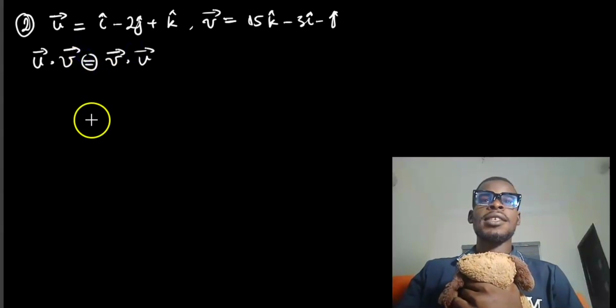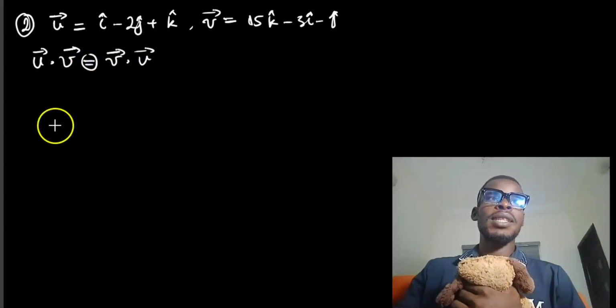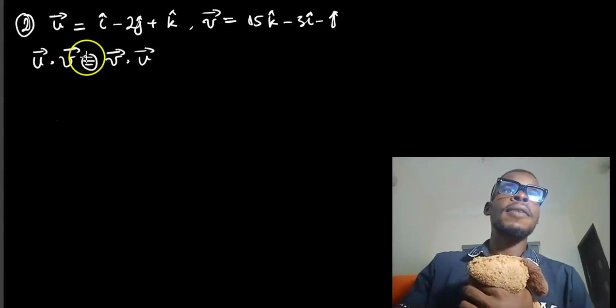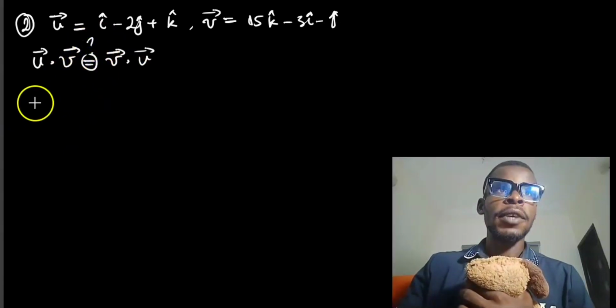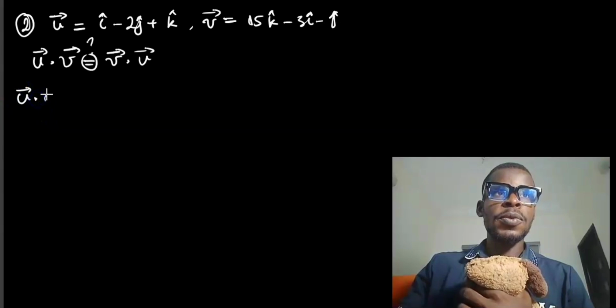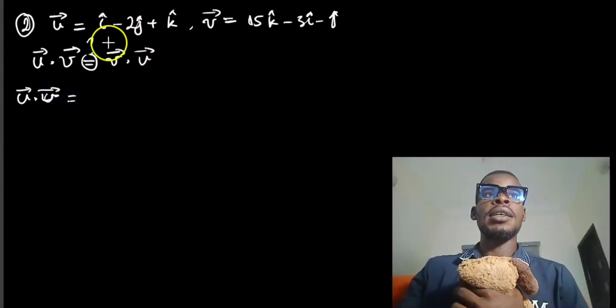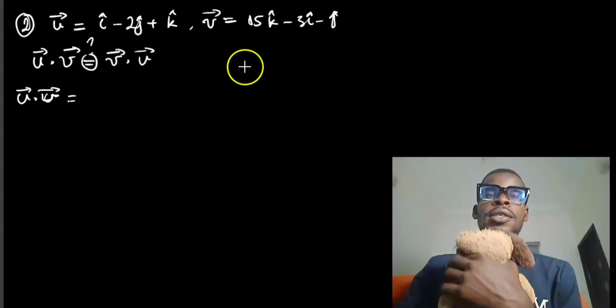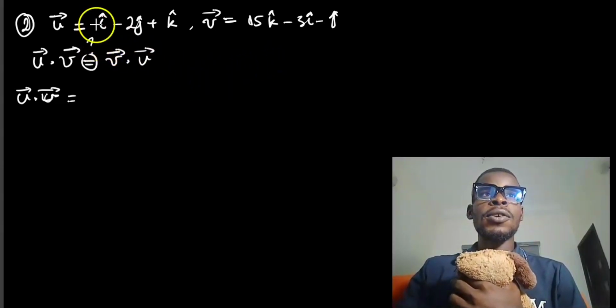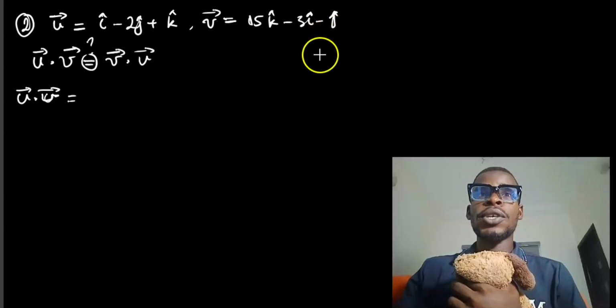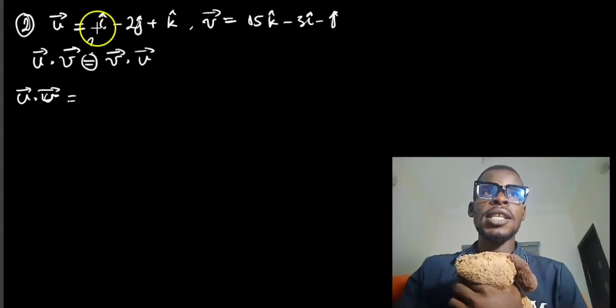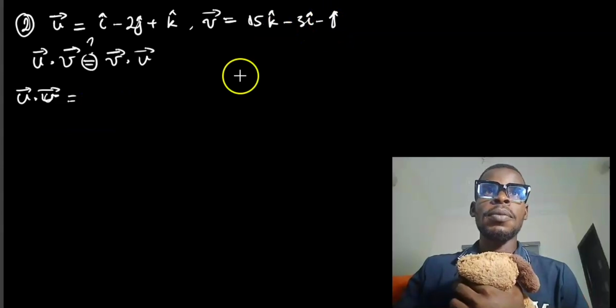Maybe we do not know whether they are the same. We know because we dealt with that property, but we'll just do both sides. So what is the dot product of u and v? From the establishment, we will just have to multiply the coefficients of the unit vectors pointing in the same direction, right? So in this case, we have 1 times -3, that will be -3.